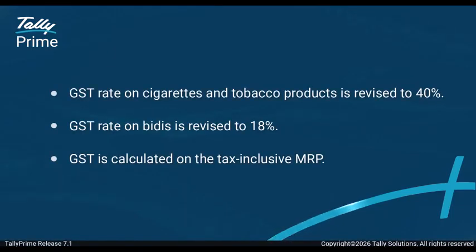Effective from 1st February 2026, GST rates on cigarettes and other tobacco products have been revised to 40%, while BDs will continue to attract 18% GST as per CGST notification number 20, dated 31st December 2025. GST will be calculated on the tax-inclusive MRP instead of the actual selling price. From TallyPrime Release 7.1, you can record such transactions directly in TallyPrime.